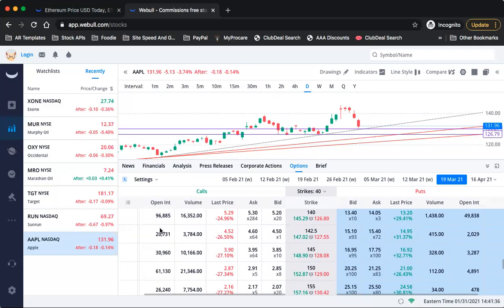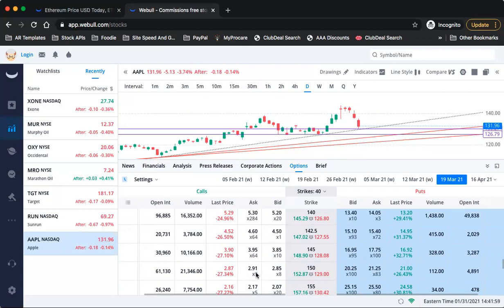I look at the next big one on this. Well, there's another one here, 150, 61,000 open interest. I look at the volume, it's about 21,000. The price is not too bad. It's about a 27% discount. This is about a 24% discount. When I look at the 145, going back to the previous high, it's about 30,000 open interest, 395.